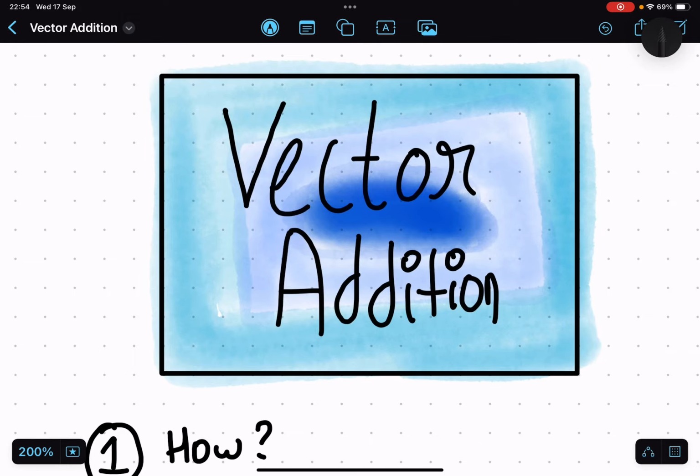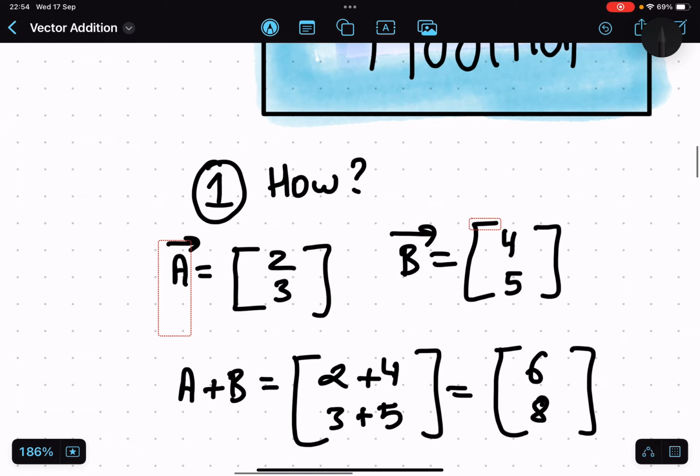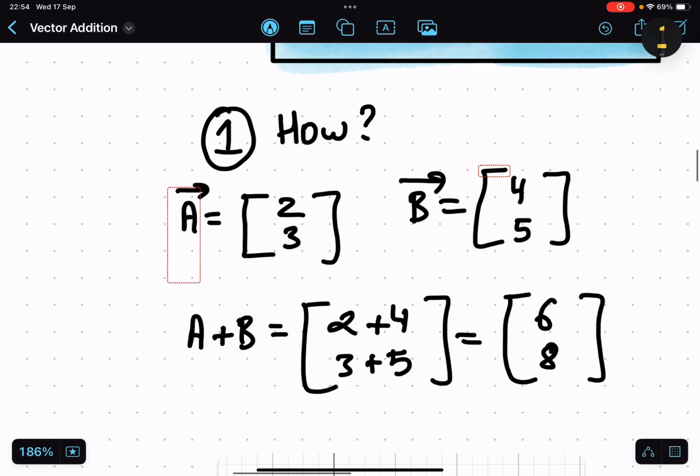How do you even solve vector addition? So first we have vector A. It has horizontal component 2 and then vertical component 3. We have vector B. We have horizontal component 4 and vertical component 5.